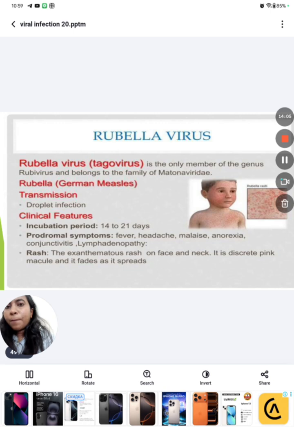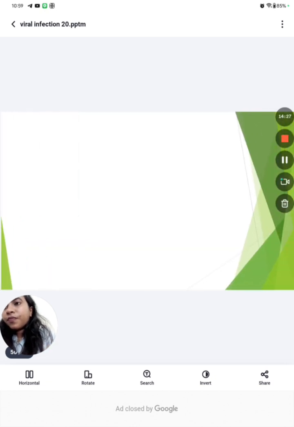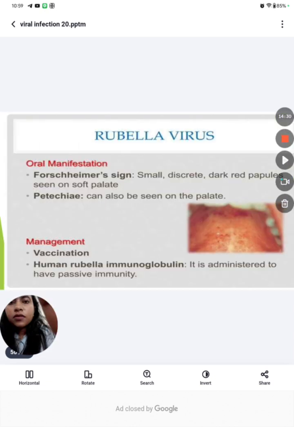Moving to rubella. It's the only member of the genus Rubivirus and belongs to the family Matonaviridae, and is also known as German measles. Transmission is by droplet infection. Incubation period 14 to 21 days. Symptoms: fever, headache, anorexia, and lymphadenopathy also present. Rashes are present over the face and neck. Oral manifestation: Forchheimer's sign is also present, and petechiae. Management: vaccination and rubella immunoglobulin.